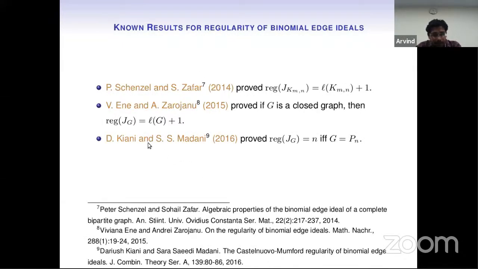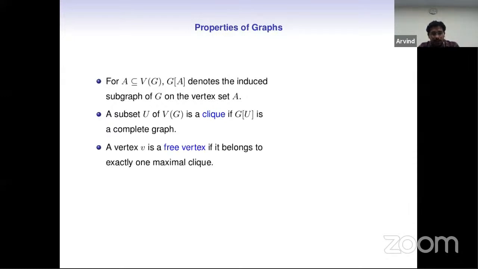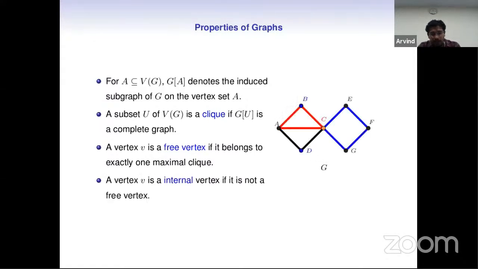So we'll be giving an alternate, combinatorial proof of this theorem, which is also known as the Matsuda and Murai conjecture. For that, we'll recall some properties of graphs. For A a subset of the vertex set of G, G_A denotes the induced subgraph of G on the vertex set A. A subset U of the vertex set is said to be a clique if the induced subgraph on U is a complete graph. A vertex is said to be a free vertex if it belongs to exactly one maximal clique, and otherwise it is called an internal vertex.